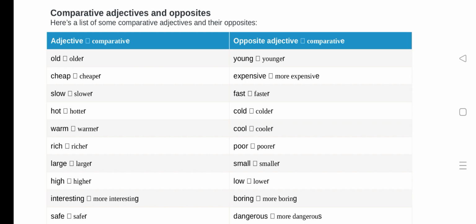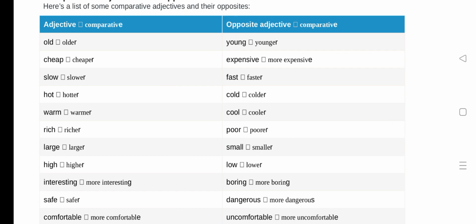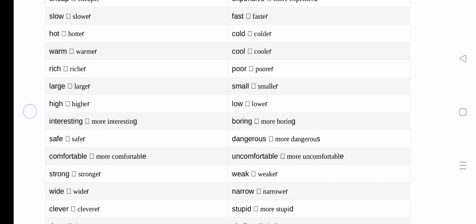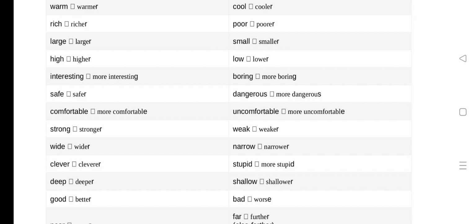Let's see some comparative adjectives and their opposites. Here is a list of some comparative adjectives and their opposites. Old, older, young, younger, cheap, cheaper, expensive, more expensive. You can read it yourself. Large, larger, interesting, more interesting. Look, here there are more than two syllables. Boring, more boring. Comfortable, more comfortable.